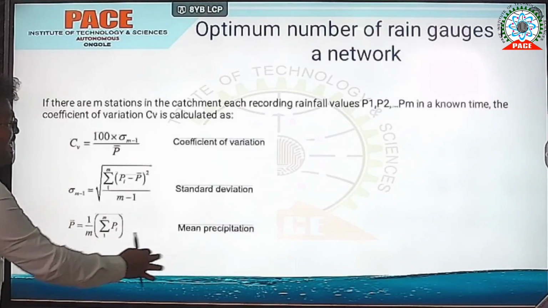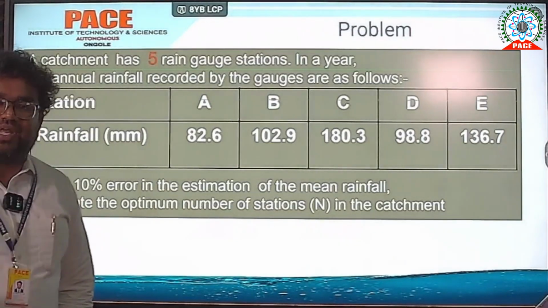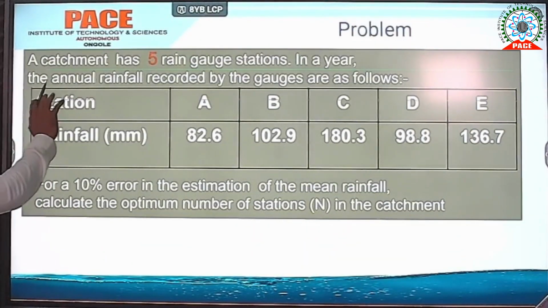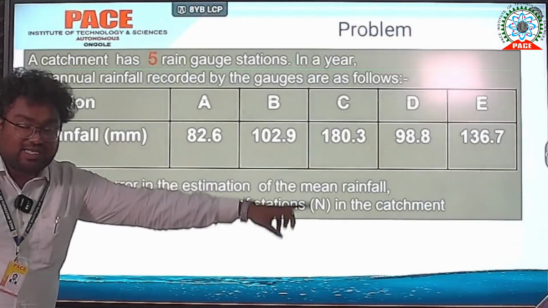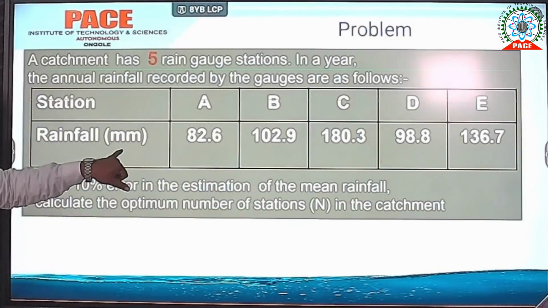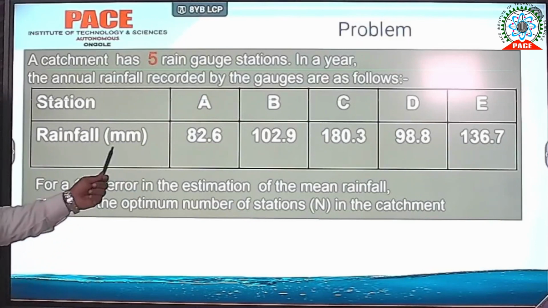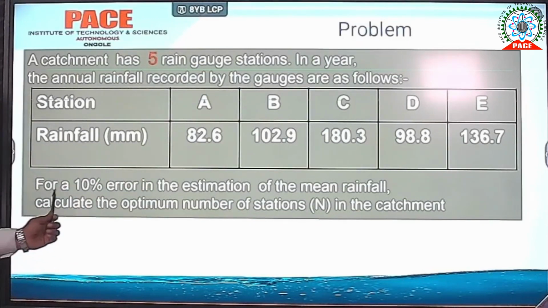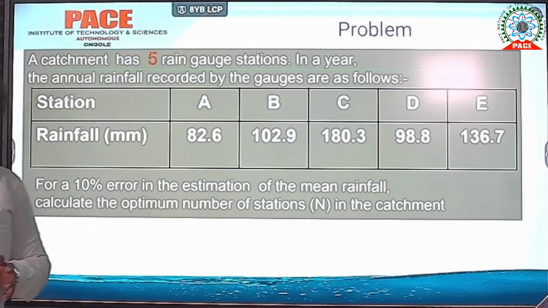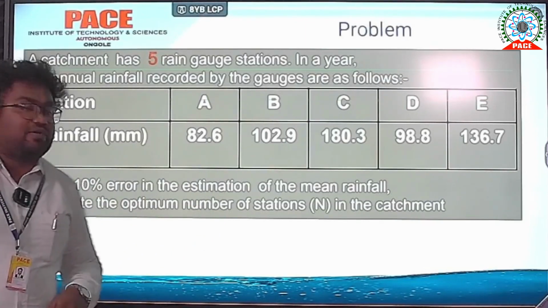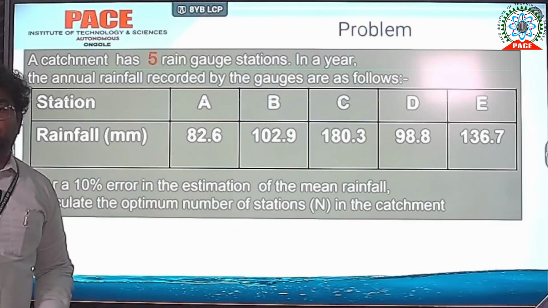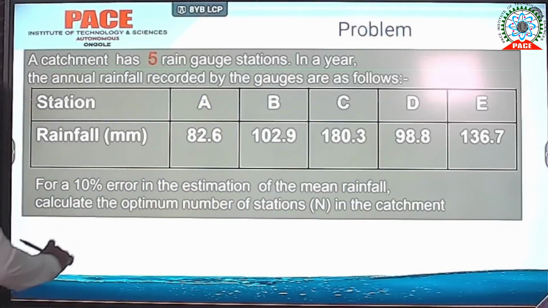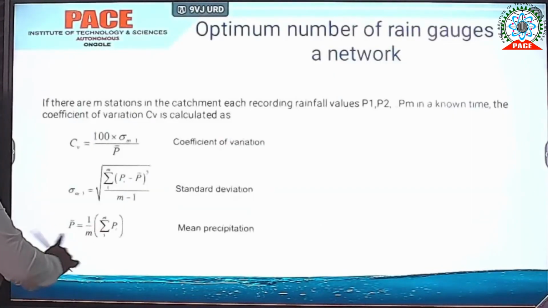Let us see an example to find the number of optimum rain gauge stations. A catchment has 5 rain gauge stations. In a year, the annual rainfall recorded by the rain gauge stations is as follows. So we have a catchment area which has 5 rain gauge stations, and these rainfall values are represented in the form of depth, that is mm. Usually rainfall is always represented in the form of depth, in mm. For a 10% error in the estimation, which means some rain gauge station has failed to record the value, giving a final recording error of 10%, calculate the optimum number of stations in that catchment. How do we calculate that? First you have to note down the given data.